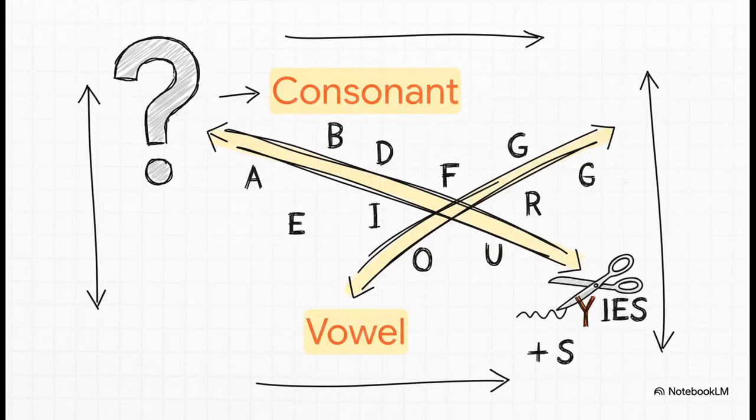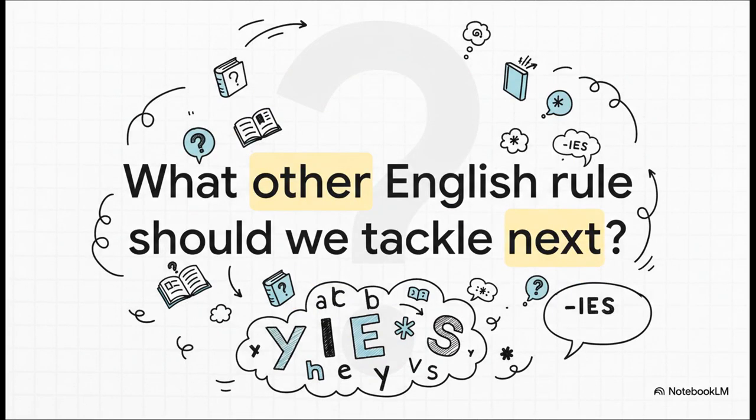So after all that, what have we learned? It all just comes down to asking yourself one simple question about that letter before the Y. Is it a consonant or is it a vowel? Your answer tells you exactly what to do. And there you have it. You have now officially mastered one of the most common, tricky spots in English plurals.